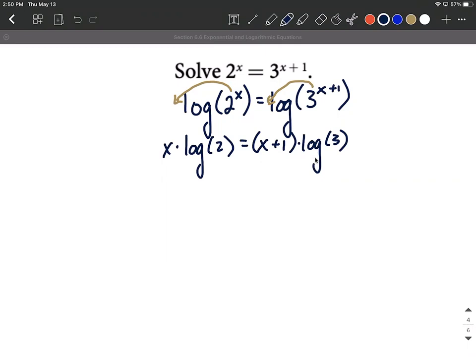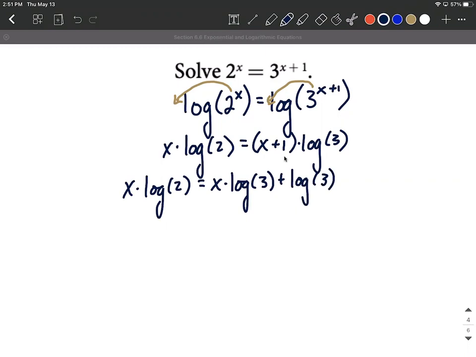The next thing I'm going to do is on the right-hand side, go ahead and clear out our parentheses, distribute. So on the left side, we have x log of 2. On the right side, I'm going to say x multiplied by log of 3 plus 1 multiplied by log of 3. I don't really need to put that 1 out in front here. Okay, so we have a couple terms that have x's. We have another term, this log of 3, that doesn't have any x's.